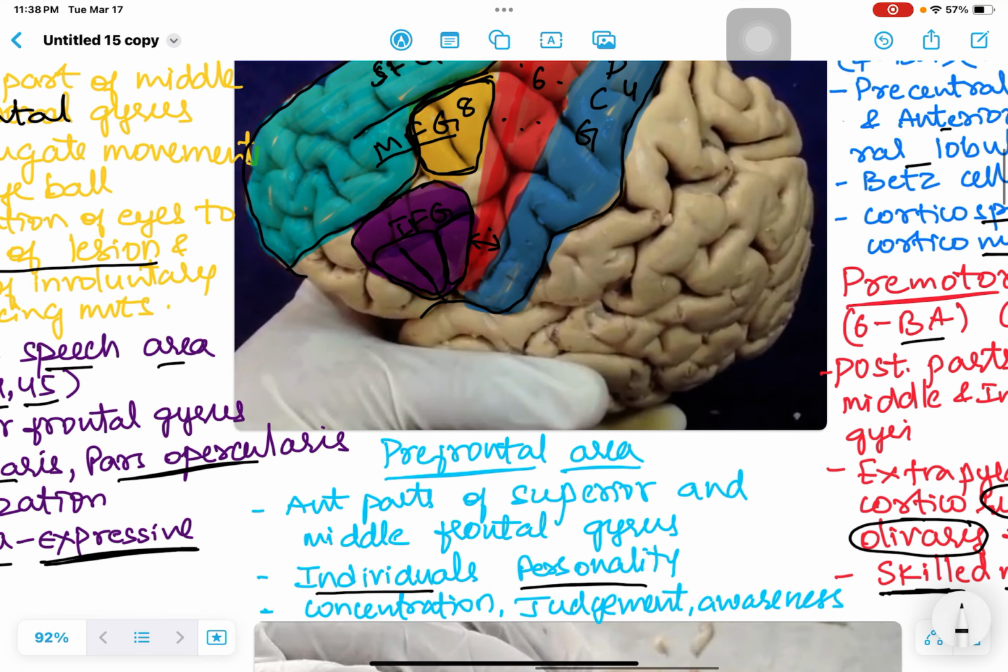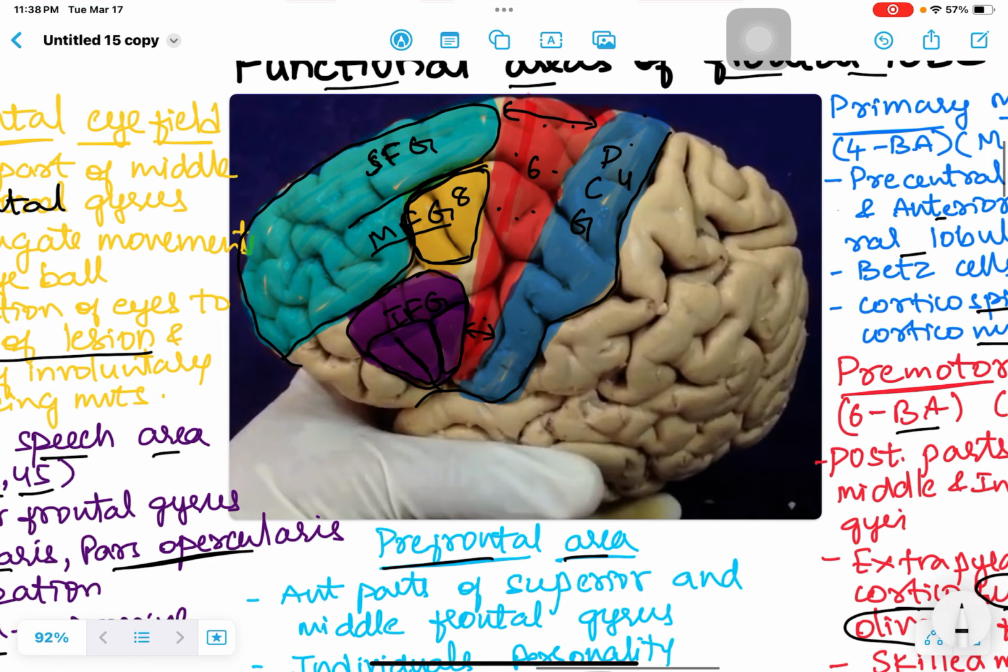So if damage to this area occurs, the person loses the sense, he loses his personality, he loses the focus or attention, he loses the judgment, and he is unaware of the public also. So he may even urinate in public places. So this is the function of prefrontal area.